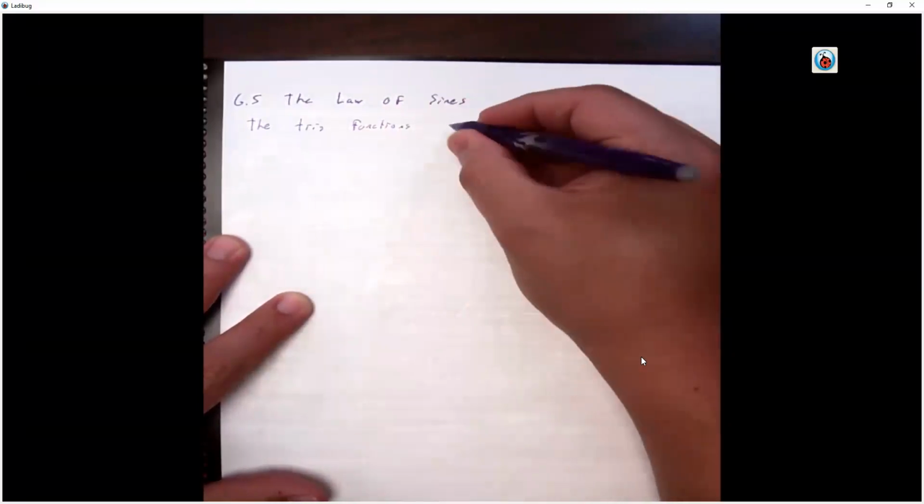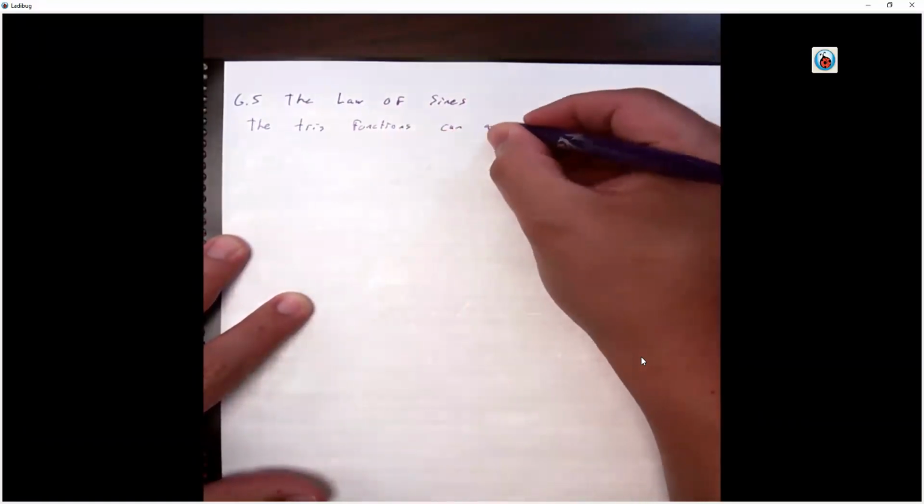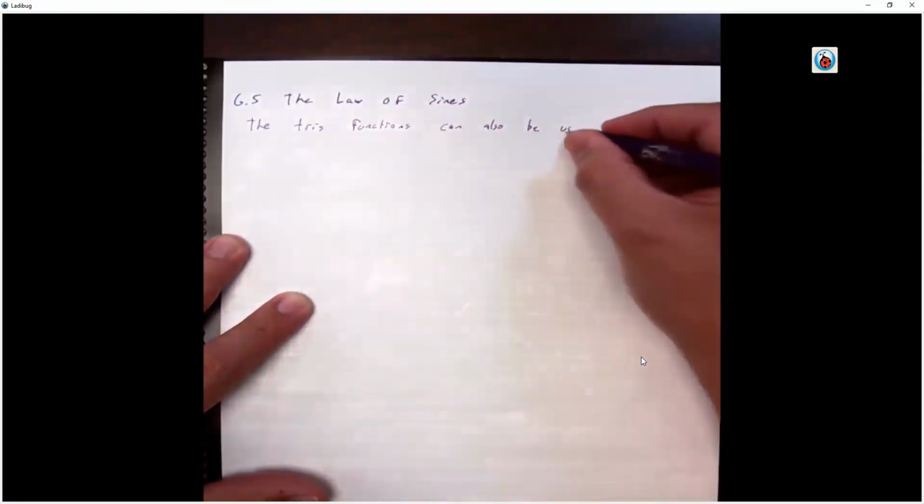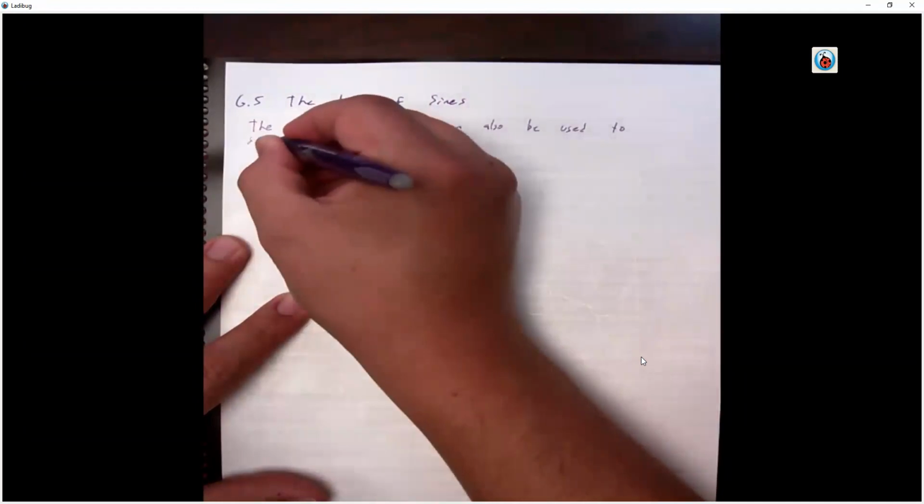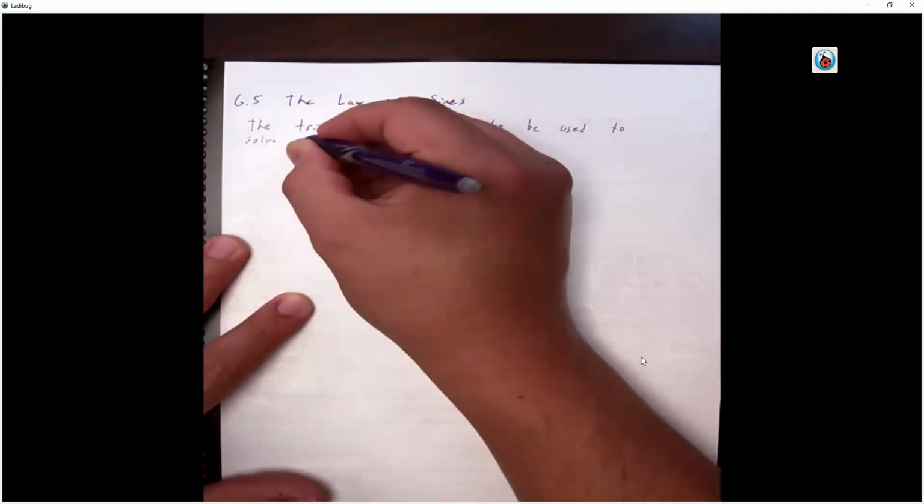The trig functions can also be used to solve oblique triangles.